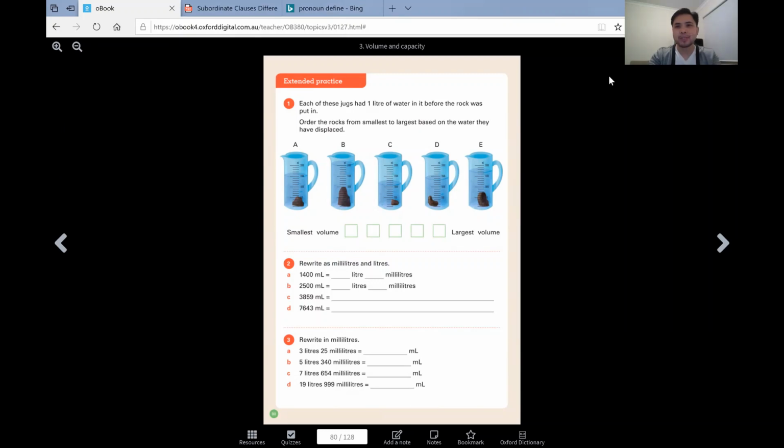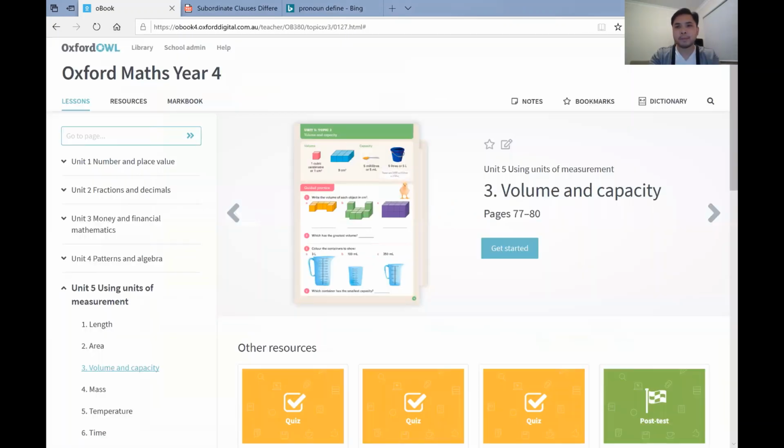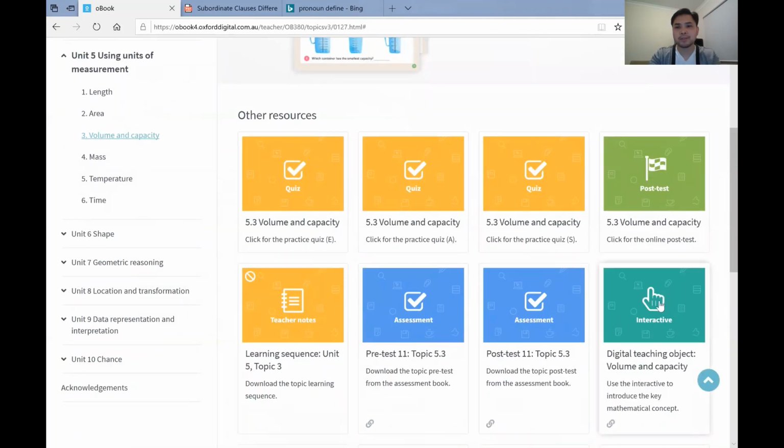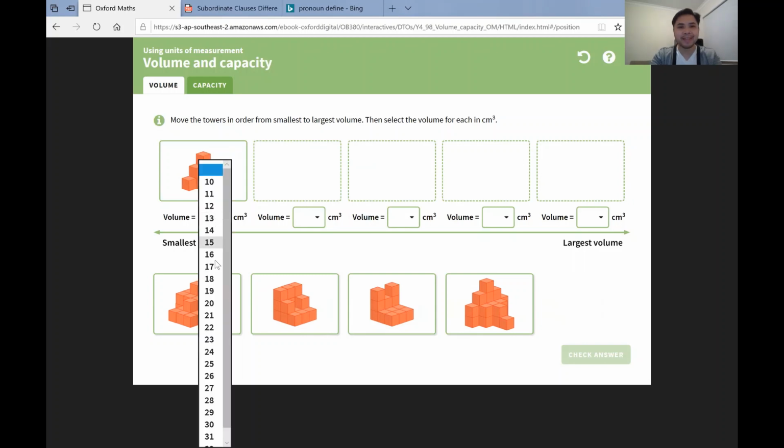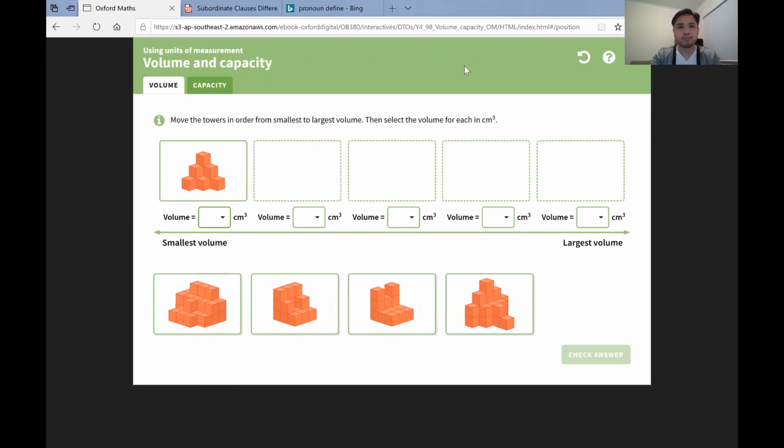And then once you've done your worksheets, I want you to have a practice at this interactive activity. It's pretty cool. So what you need to do is you need to move the towers in order from smallest to largest, okay? And you need to count how many cubes there are. So I'm just gonna guess this one looks like the smallest. Or it might be this one. I'm not sure, I'm just guessing, okay? I haven't done this before, but then you have to count how many cubes you see, and then check your answer, and keep doing that until you get the hang of it, okay?